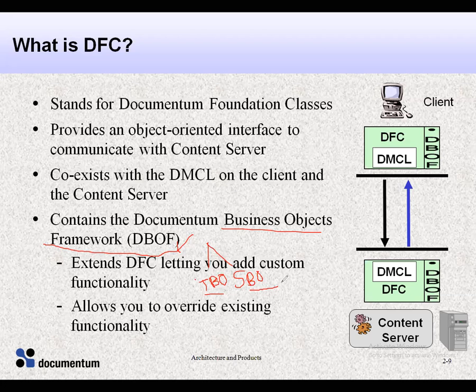I mean type based object. So you will create a rule for a particular type, right? That's a TBO. But sometimes we want a rule for the whole system. So then we will use SBO, the service based object.